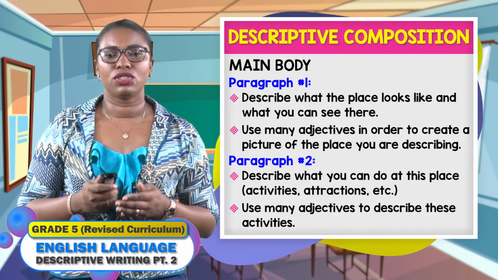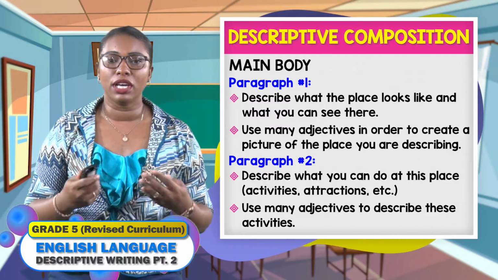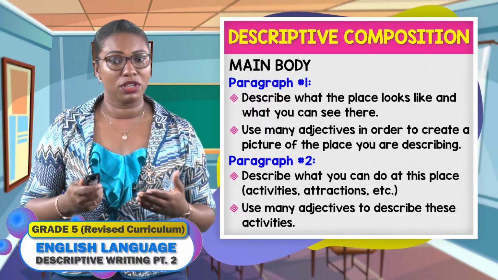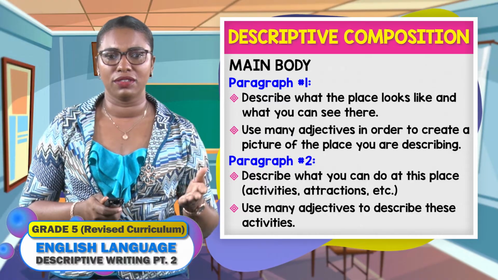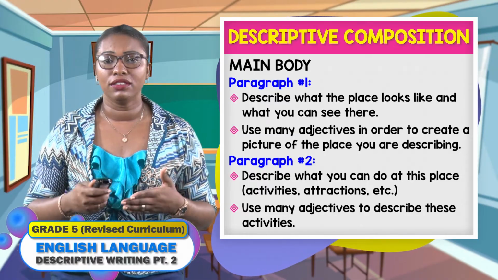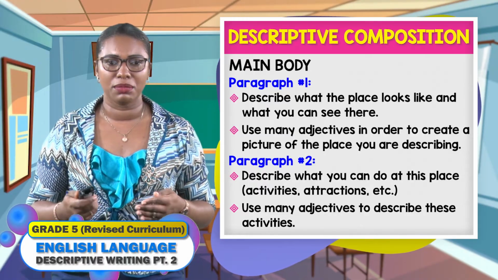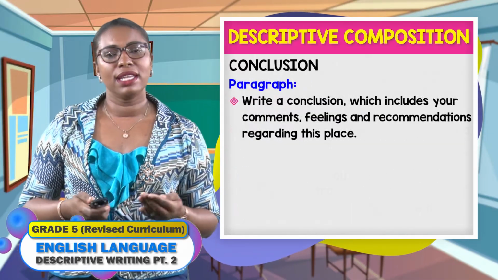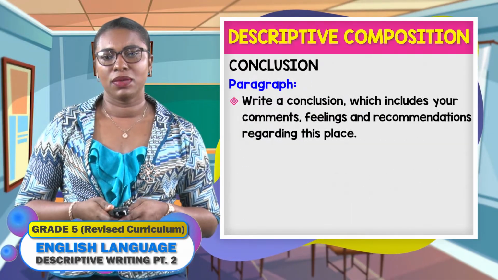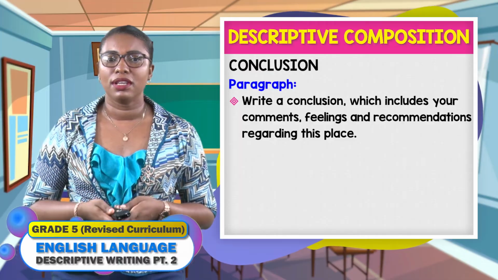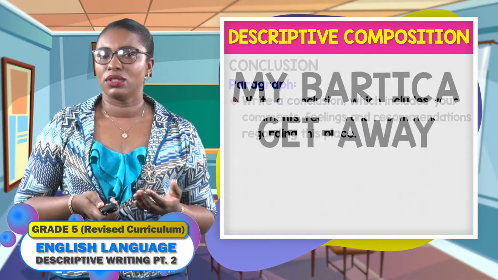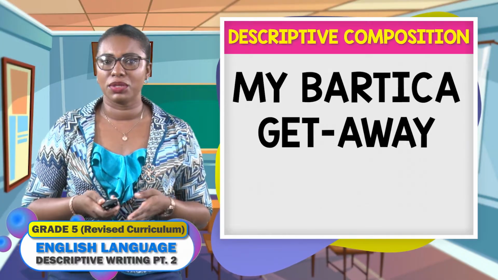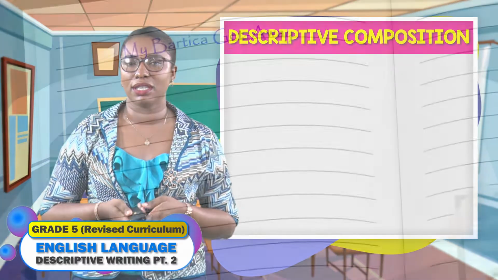Here, a description of what could be done at this place, description of activities and attractions that could be found there were given. Again, a lot of adjectives were used to describe these activities. Then in the conclusion, it included comments and feelings, recommendations regarding this place. So, the topic for this composition is My Bartica Getaway.